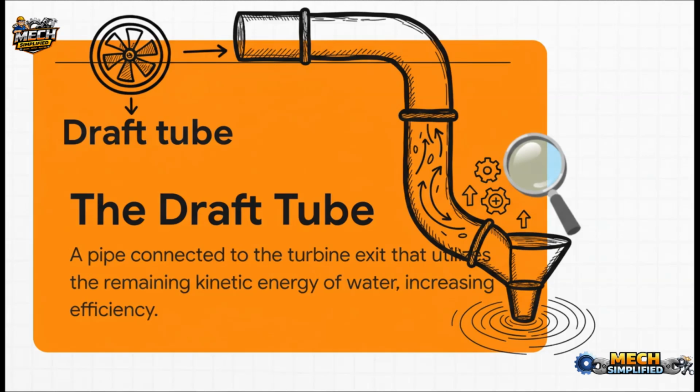You know, you might think that once the water spins the turbine, its job is done. But nope, it's still moving, it still has kinetic energy. And that's where the draft tube comes in. It's a really clever bit of engineering. See how the pipe gradually gets wider? That shape actually slows the water down, creating a suction effect that helps pull even more water through the turbine. It's all about squeezing every last bit of efficiency out of the system.